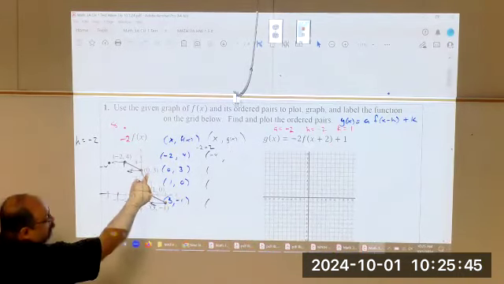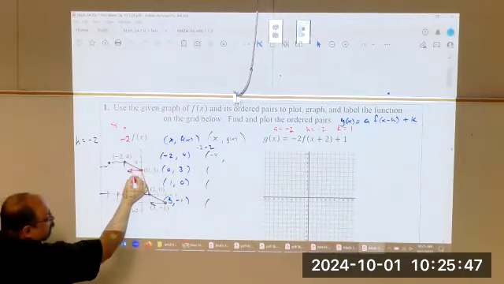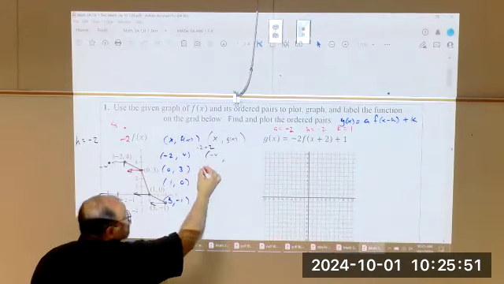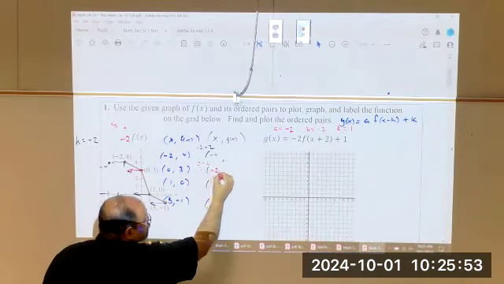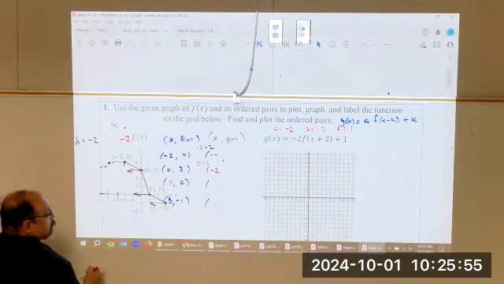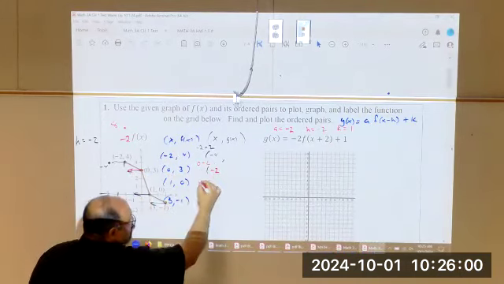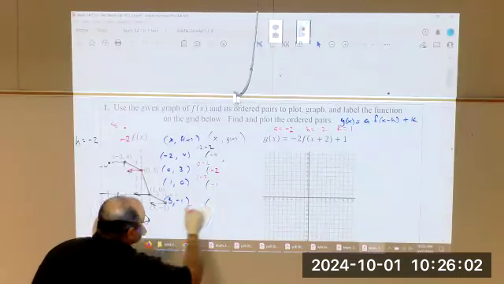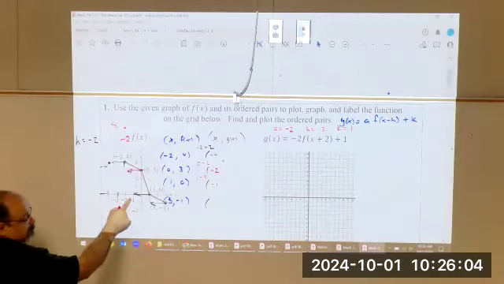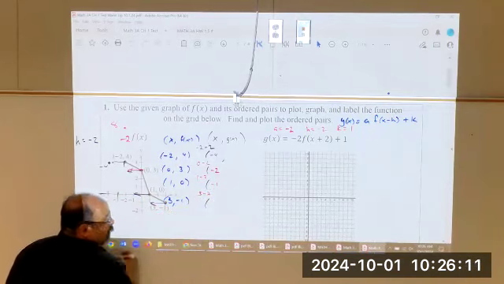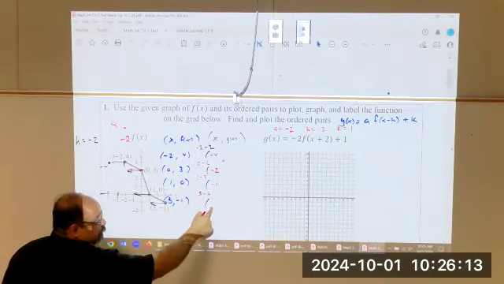This x was 0. What is it going to be if I go 2 to the left? It's going to be negative 2. So that 0, take away 2. It's going to be negative 2. This was at 1. We're going to go 2 to the left. So it's this 1, take away 2. It's going to be at negative 1. This x is a 3. We're going to shift it 2 to the left. Where are we going to be? It's going to be at 1.